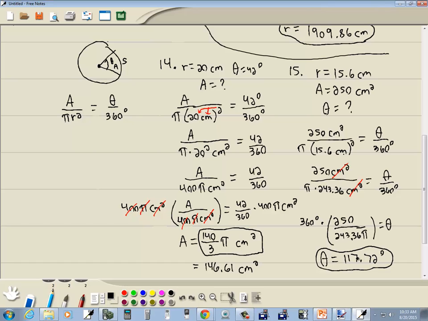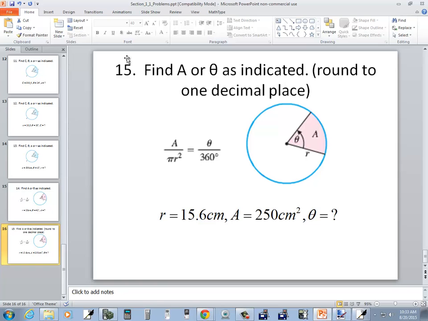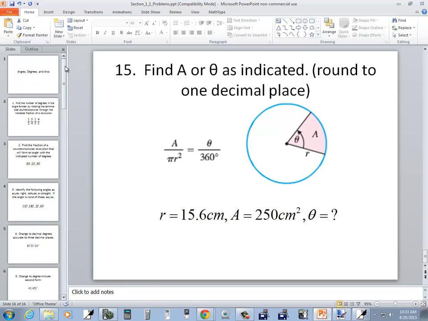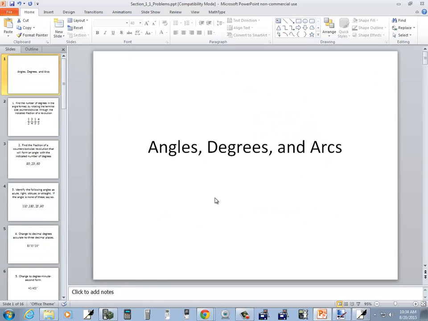Well, in this lesson, we took a look at angles, degrees, and arcs.